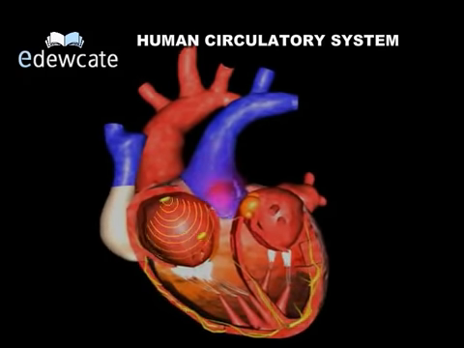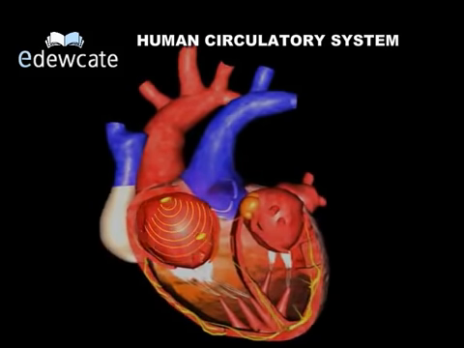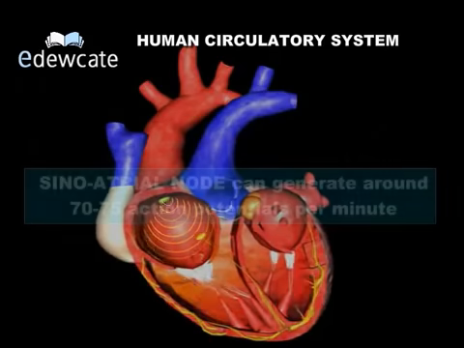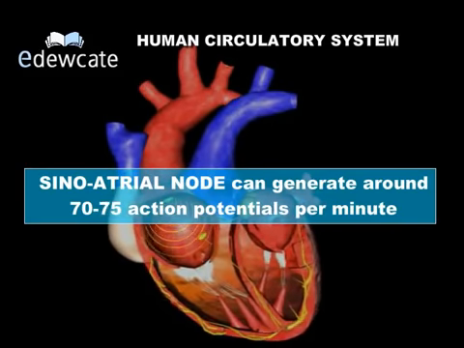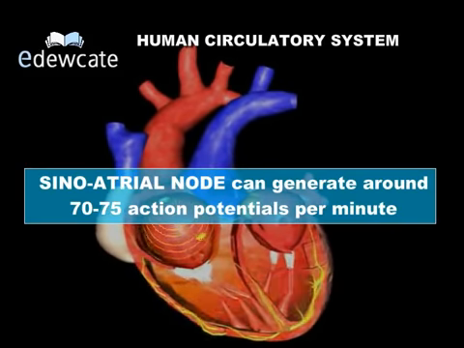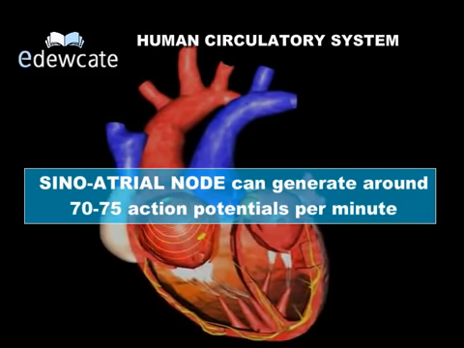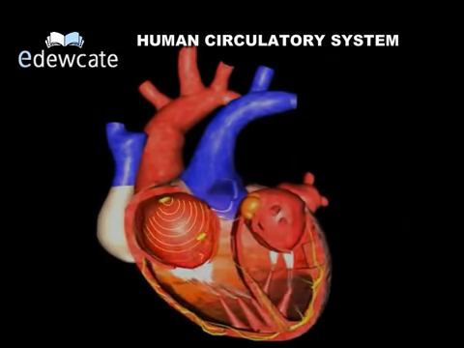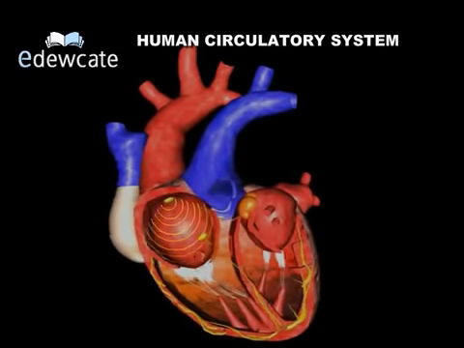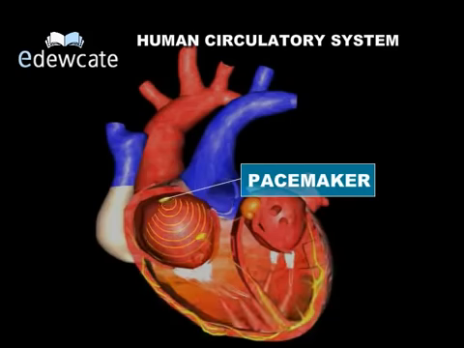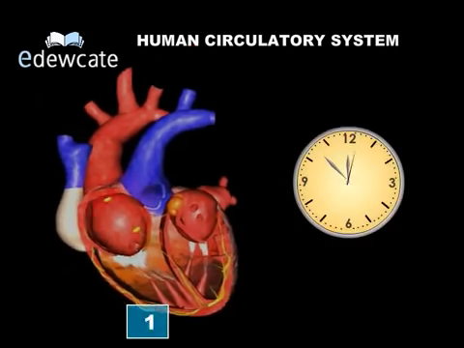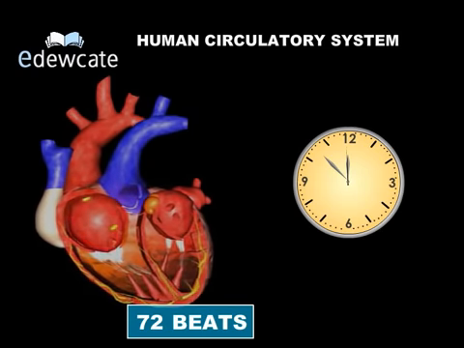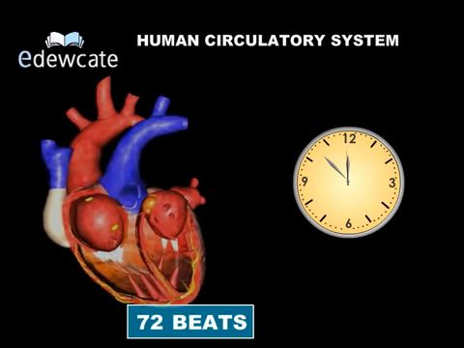However, the number of action potentials that can be generated in a minute varies at different parts of the nodal system. The sinoatrial node can generate the maximum number of action potentials, around 70 to 75 per minute, and it is responsible for initiating and maintaining the rhythmic contractile activity of the heart. Therefore, it is called the pacemaker, and hence our heart normally beats around 70 to 75 times in a minute, averaging out to around 72 beats per minute.